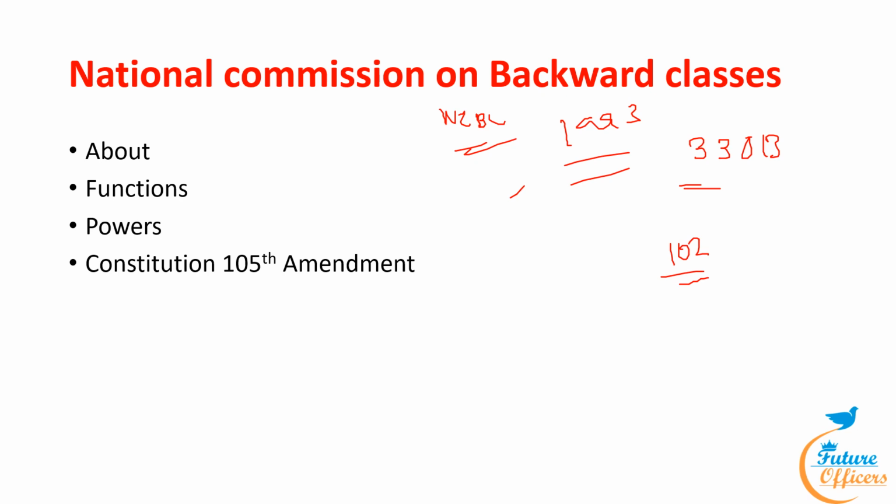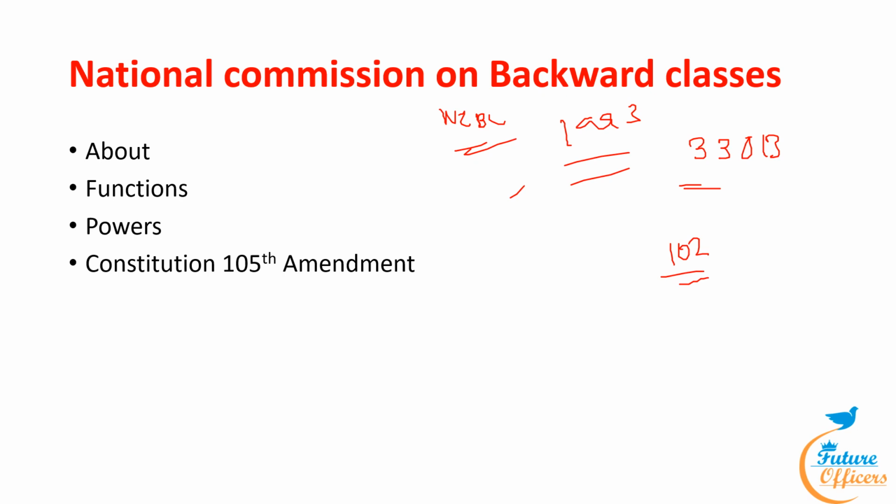Now, what are the functions of the National Commission for Backward Classes? It is to investigate and monitor matters relating to safeguards provided for socially and educationally backward classes under the Constitution or any law or government order. Evaluate the working of such safeguards provided for socially and educationally backward classes. Inquire into specific complaints with respect to the deprivation of rights and safeguards. To suggest measures to be taken by the Union or states for the effective implementation of those safeguards and other measures for the protection, welfare and socio-economic development.